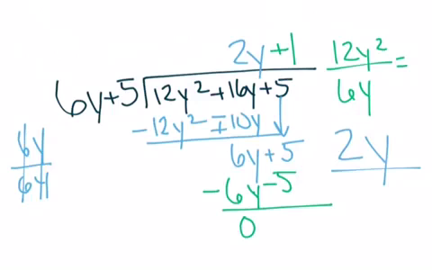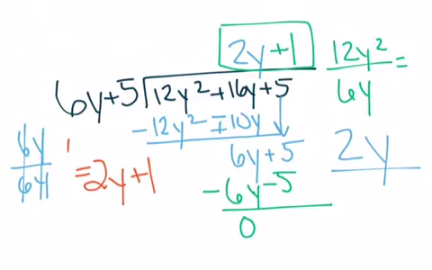So your final answer is going to be right here. 2y plus 1. So this one does not have a remainder. Okay? Alrighty, let's do another example.